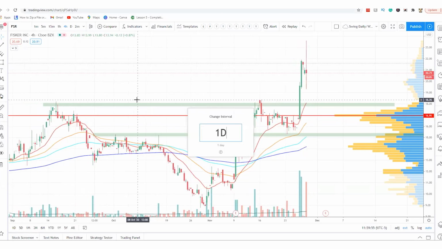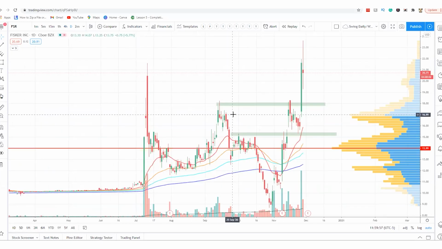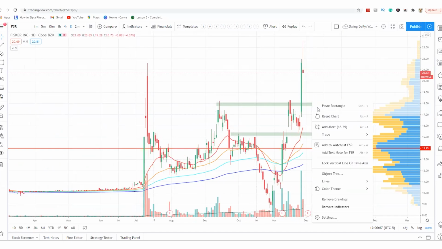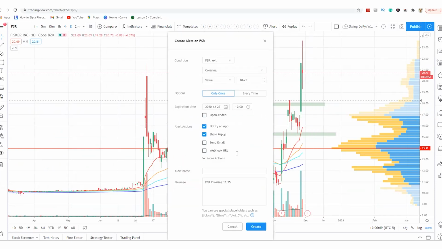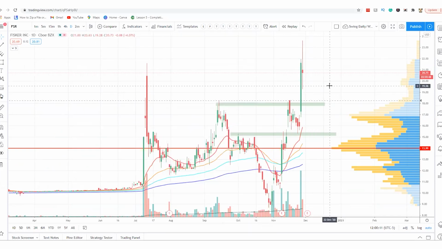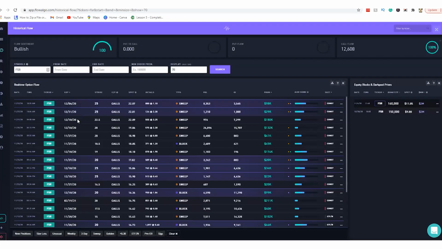Now, if we've missed this, based on structure, we are anticipating to see price pull back around that $18 to $18.25, $18.30 mark. When it comes down there, what we could do, remember step number 6, why don't we set an alert? Let's create this alert. I want to see what happens if we come down into Fisker at this area. And should we get some more flow that helps us out, right?